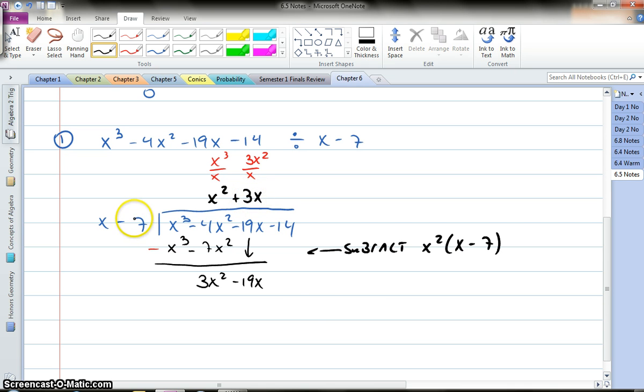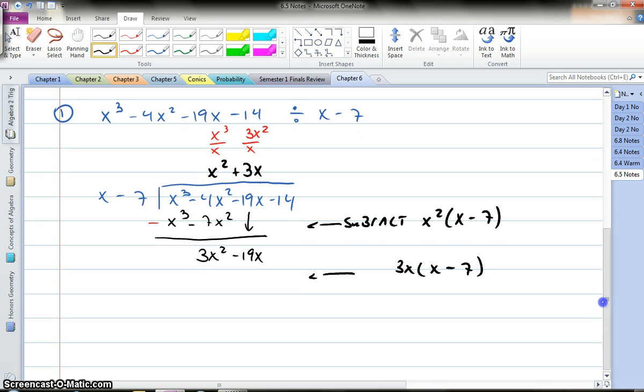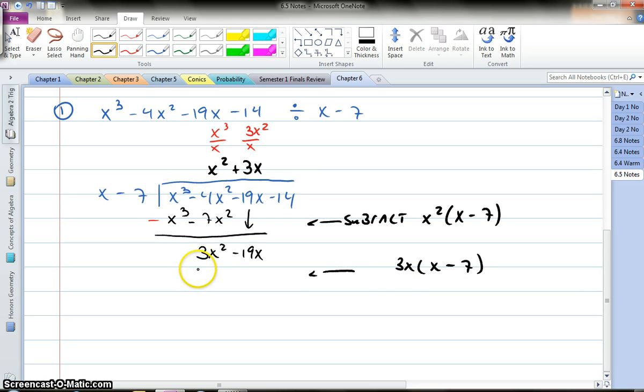Now 3x times x minus 7, and that's what we're going to subtract. 3x times x minus 7, so I get 3x squared minus 21x. We're going to subtract those two. So 3x squared minus 3x squared, that term's gone. Negative 19x minus negative 21x, again minus that negative, gives me positive 2x. Bring down your 14.